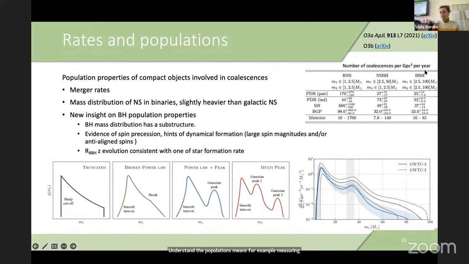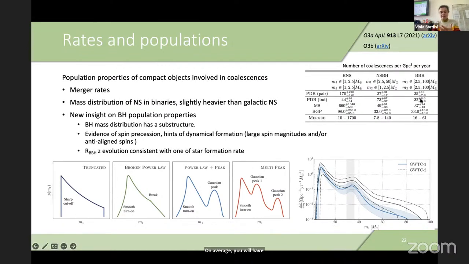For BNS, NSBH, and BBH systems, these numbers are rates, which means the number of coalescences that happen per unit volume, per unit time. Don't be confused by the many lines. It turns out that the rate depends on what we assume for the masses. But let's see, for example, the second line, PDB independent. What does 44 mean for BNS? It means that if you take a sphere with a radius of 1 gigaparsec and you wait for 1 year, on average, you will have 44 binary neutron star coalescences in it.